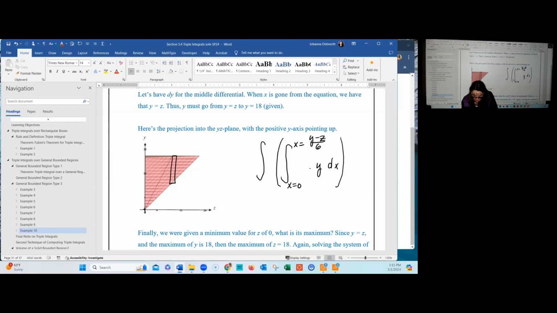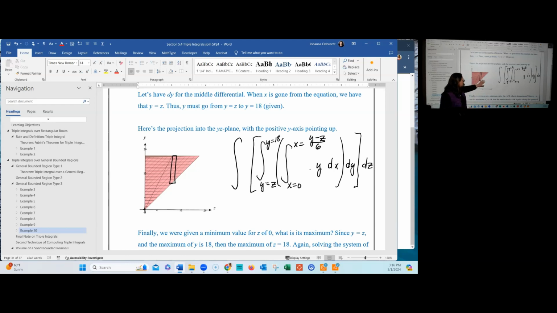So the next set of integrals is going to go from y equals, well, on the bottom, we have that slanted line y equals z. So this goes from y equals z to y equals 18. And this is going to be with respect to y. And then finally, we need to evaluate with respect to z. So our outside-most integral is going to be with respect to z.